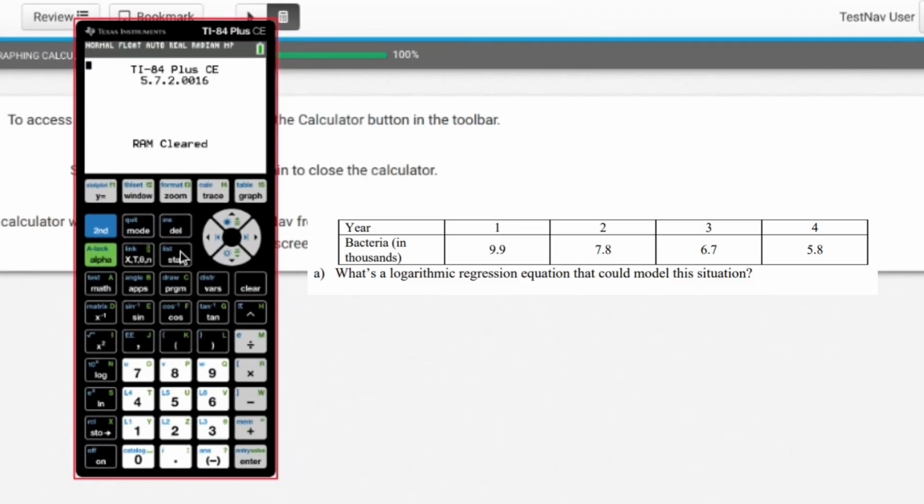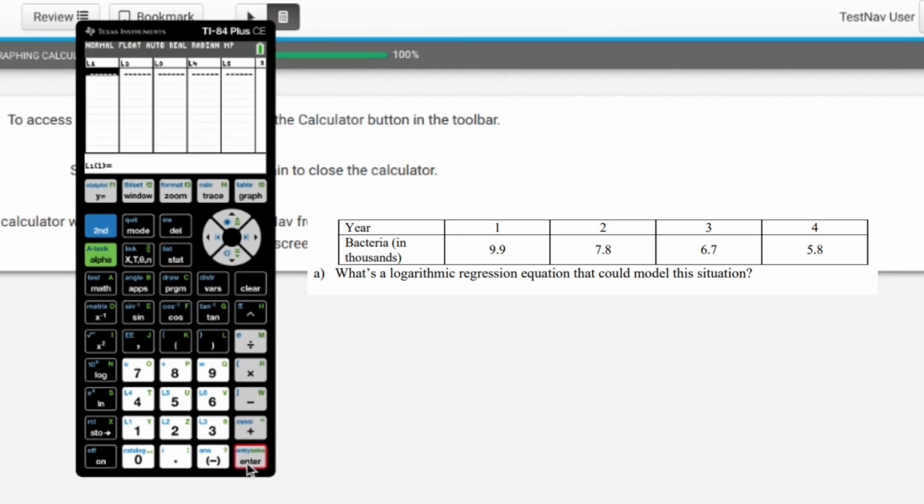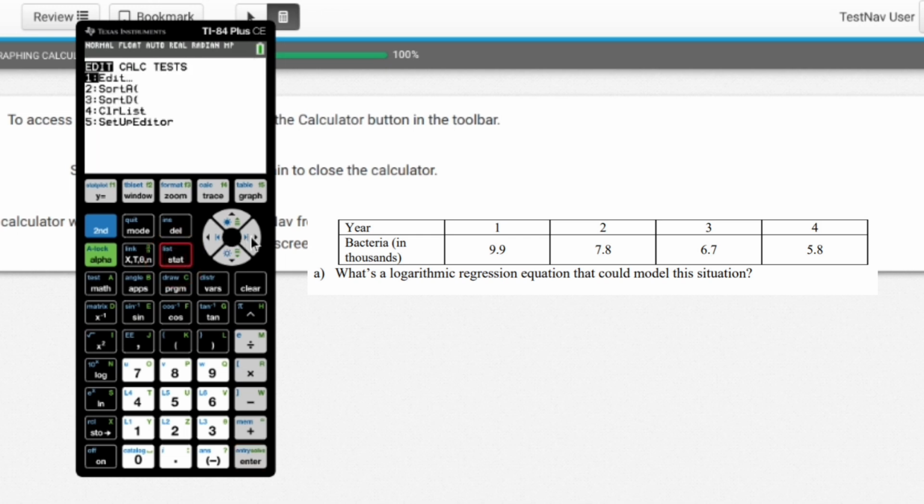All right, let's start out with doing our ln reg. We have stat edit, and I'm going to type out 1, 2, 3, 4. I think I can handle that. That matches up with 9.9, 7.8, 6.7, and 5.8. Now ln reg is done by hitting stat, going to calc, and we can go down or we can just hit 9 for ln reg.